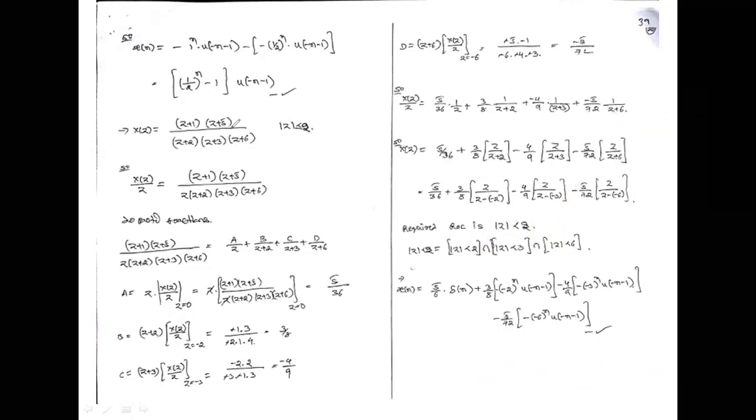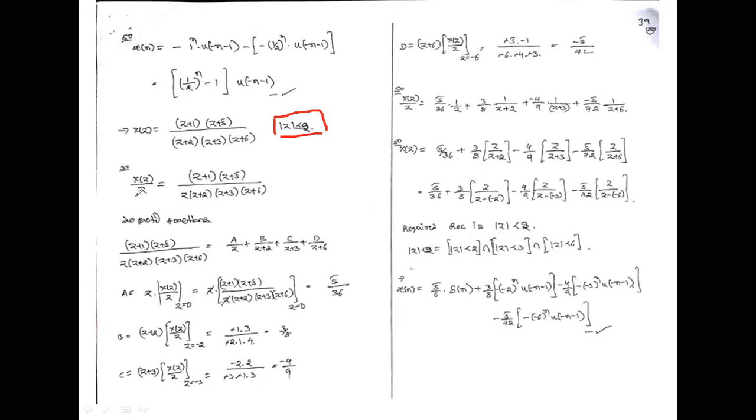The next example: X of z is equal to z plus 1 into z plus 5 whole divided by z plus 2, z plus 3 and z plus 6, with ROC less than 2. Now, X of z by z, there is no z here. After converting negative powers to positive powers, bring the X of z function as X of z by z. There is no z to get X of z by z.